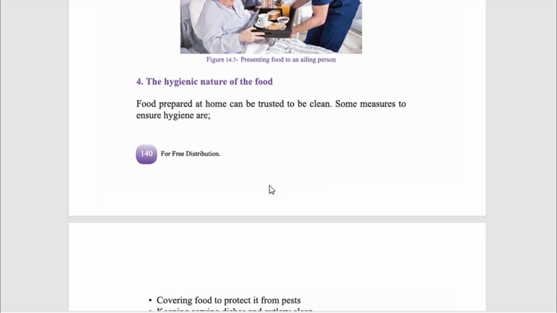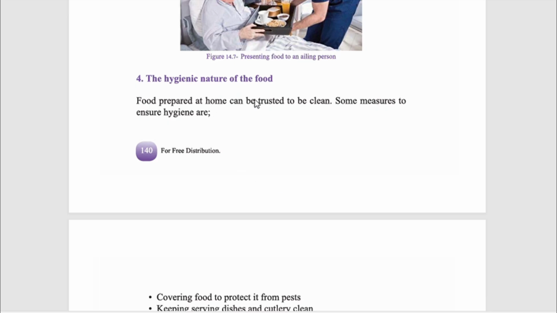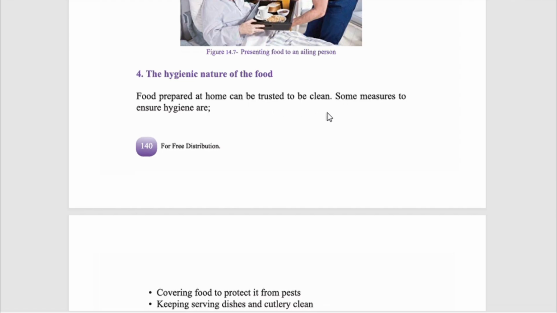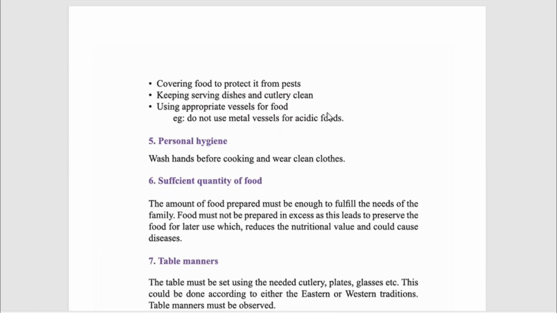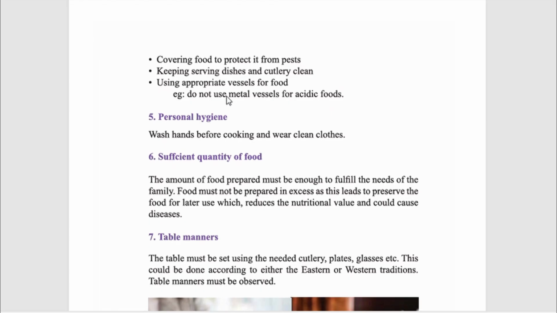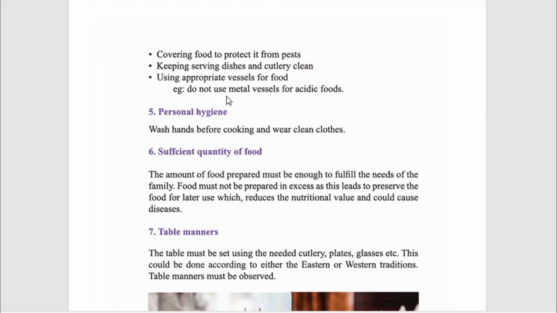The other one is the hygienic nature of the food. This is very important. Food prepared at home can be trusted to be clean, instead of eating from cafeterias or from outside, so we can ensure the hygiene. Some measures to ensure hygiene: covering food to protect it from pests. Yes, this is very important. Keeping serving dishes and cutlery clean. We always have to clean them, because if you are eating from outside, especially from cafeterias, the cutlery can be used by more than one person.